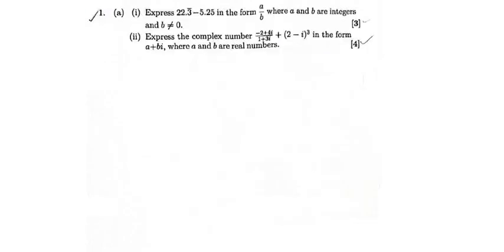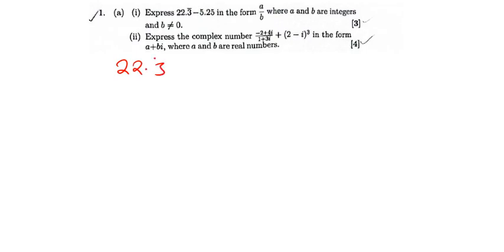So, express 22.3 recurring minus 5.25 in the form of A over B, where A and B are integers and B is not equal to 0. Okay, so how do we handle that? Of course, that's coming from rational numbers, right?